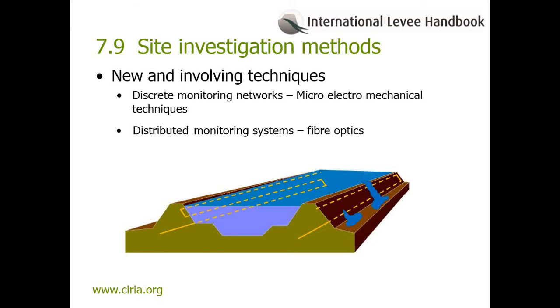And the other form is a distributed monitoring system with fiber optics. These work on the basis of changes in the light within the fiber that occur as a result of strain, indicative of movement, temperature, indicative of seepage, humidity, and pressure. The changes can be identified to a location along the fiber to within about a meter. The figure illustrates a potentially distributed monitoring system within the levee.